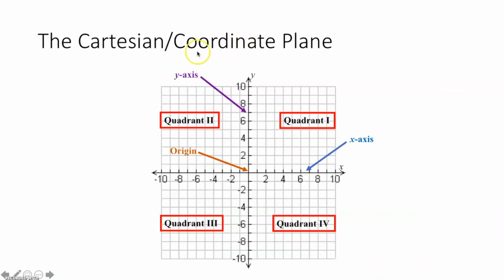Our Cartesian plane or coordinate plane looks like this. If you forgot, here we have our coordinate plane where quadrant 1 is in the upper right, quadrant 2 is in the upper left, quadrant 3 is in the lower left, and quadrant 4 is in the lower right. Our x-axis is the horizontal line and our y-axis is the vertical line, and the point at which they meet is called the origin.